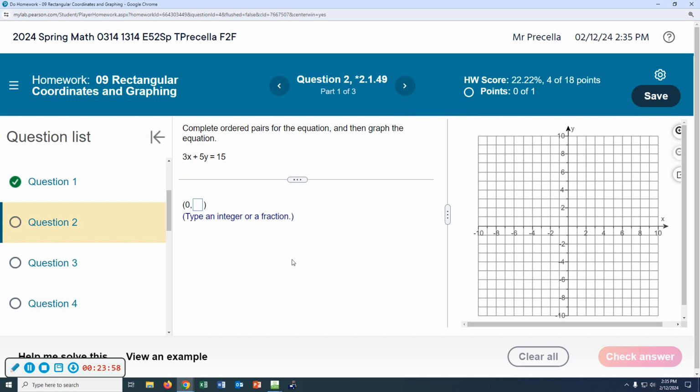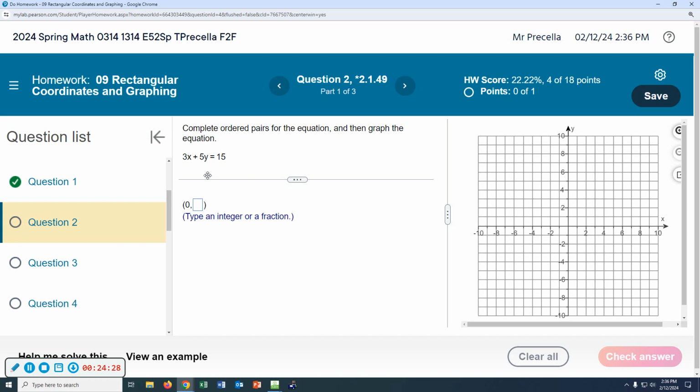Problem number 2. Complete ordered pairs for the equation and then graph the equation. Hey, they're not giving us an XY table here. Here they're representing the stuff with ordered pairs. That's fine. We know how to handle that. This is number 2. The equation is 3x plus 5y is equal to 15.